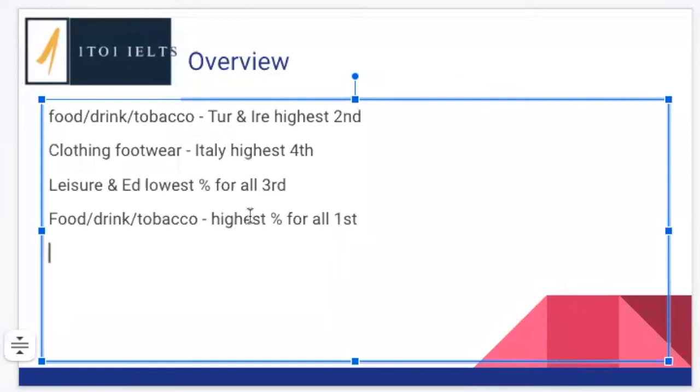So we said we're going to go in this order. We're going to talk about food, drink, tobacco. This is highest for all. Turkey and Ireland highest here. And then we've got leisure and clothing. So let's do this in two sentences.